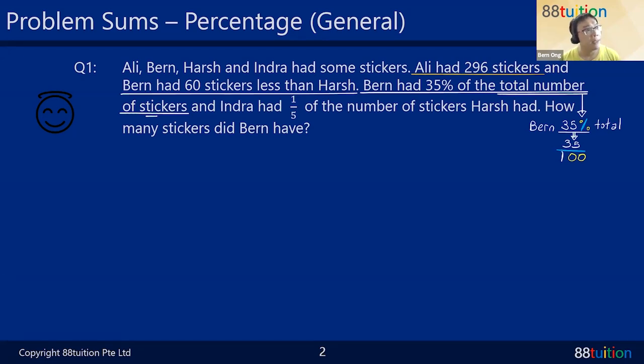So 35%, that is 35 over 100. It can be written as a percentage or as a fraction. You can even write it in its lowest term: 35 divided by 100, press your calculator, is 7 over 20. I don't know whether this is important or not, I'm just trying to write it out. So you have 2 items, or 2 persons. One is Bern, and the other one is the total. So Bern is 7 over 20 of the total. If you have something like that in fraction, do you remember what you do?